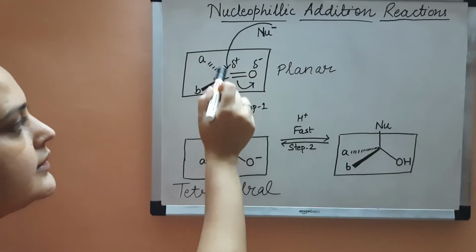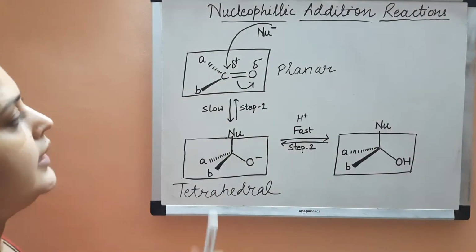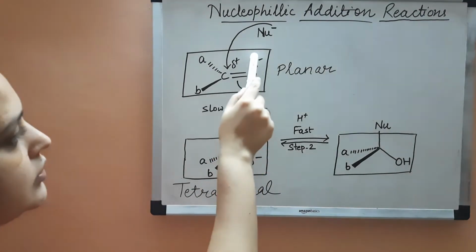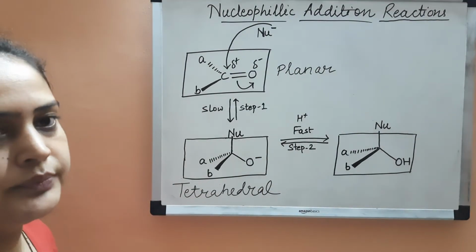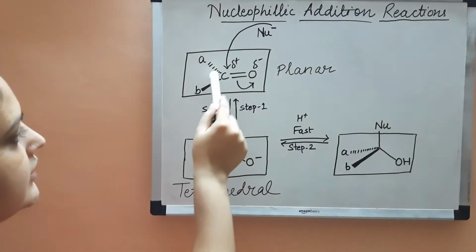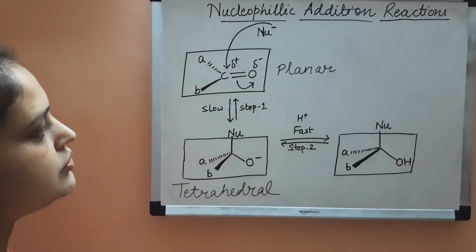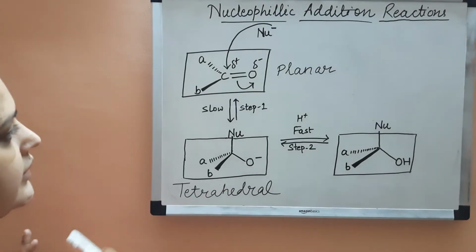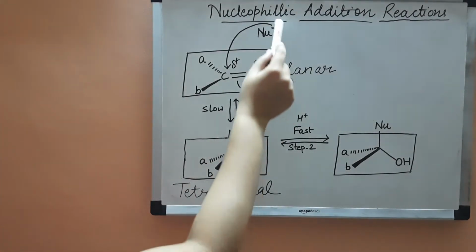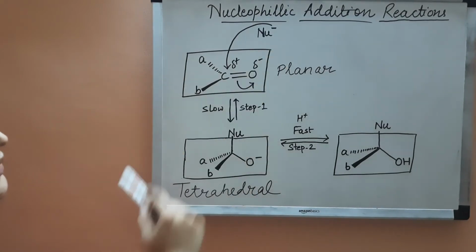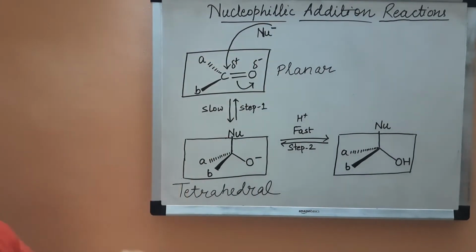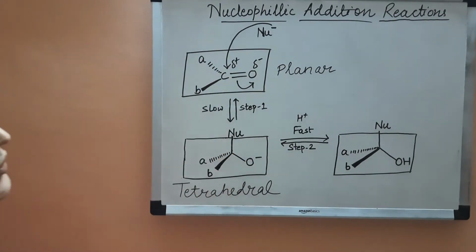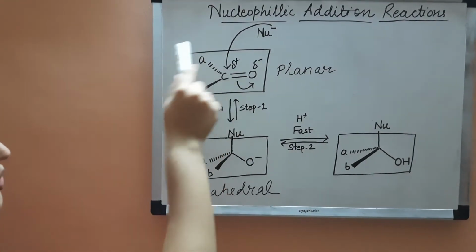This carbon is slightly electropositive and oxygen is electronegative. Delta negative shows the partial negative charge and delta positive shows partial positive charge on the carbon atom. This is the nucleophile, Nu negative charge. It will attack the carbonyl carbon because it is electropositive, having partial positive charge.